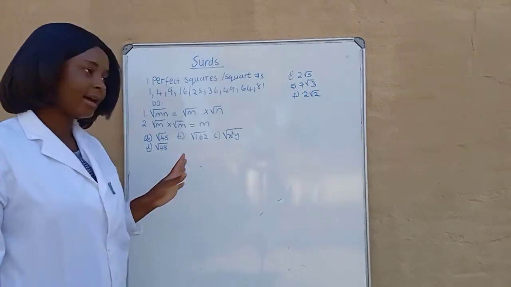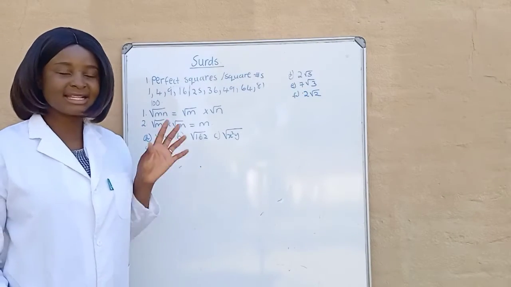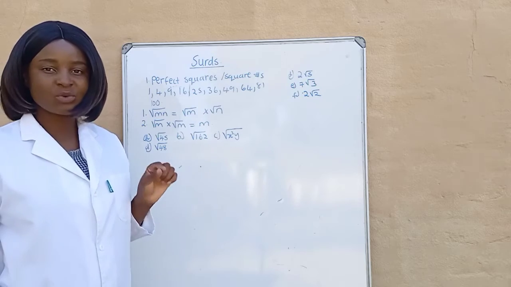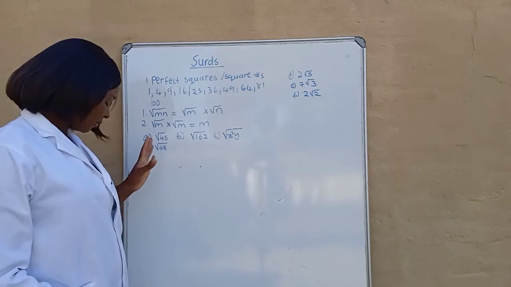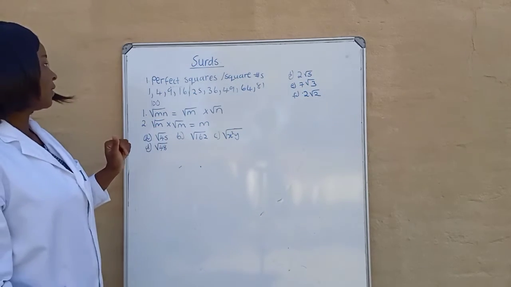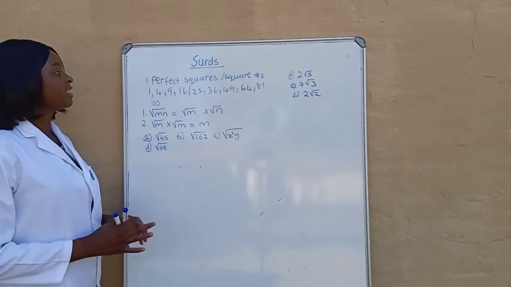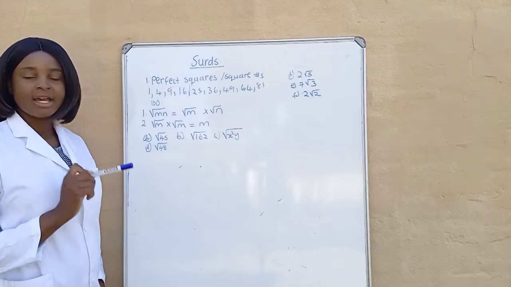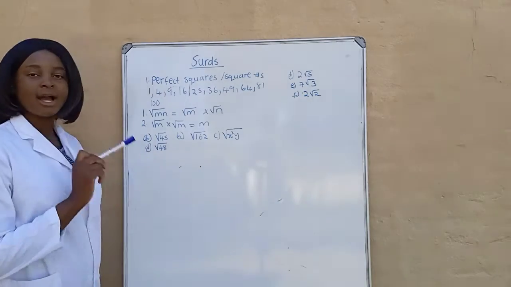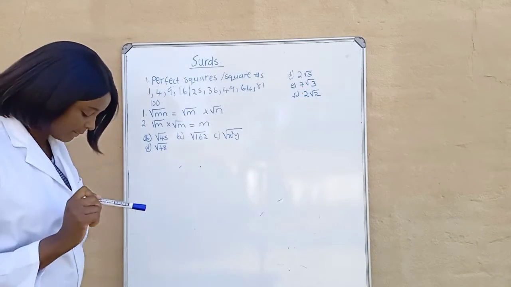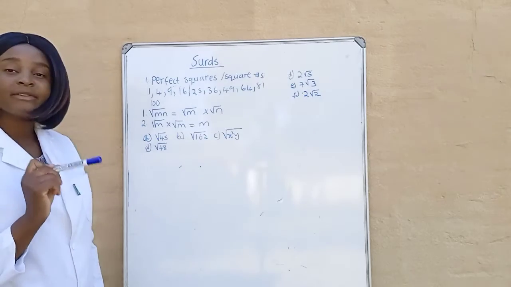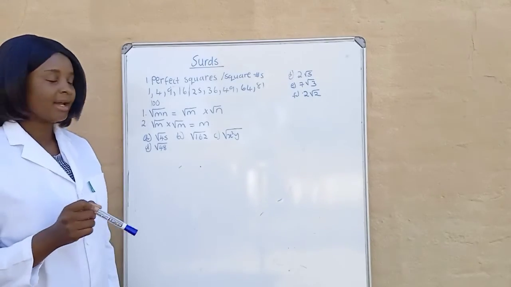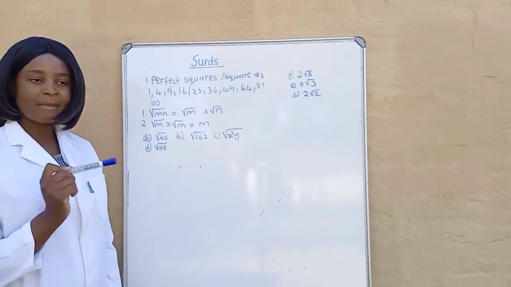As for set numbers, I call them set numbers because they don't have an exact square root, right? So now, let's have a look. The first thing that you need to know when dealing with sets is your perfect squares, or your square numbers. What do I mean by perfect squares or square numbers? Or in fact, how do you get a square number? You get it by multiplying a number by itself.